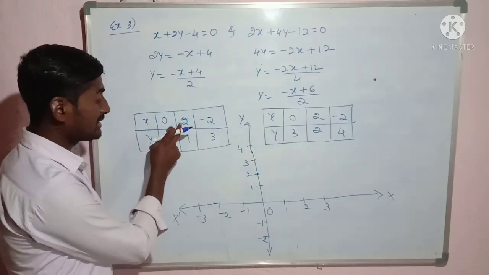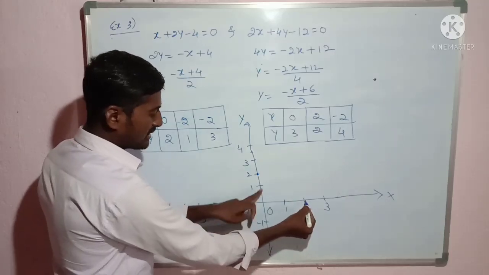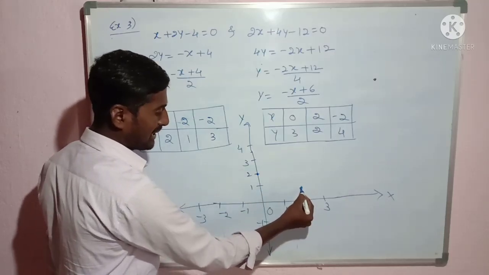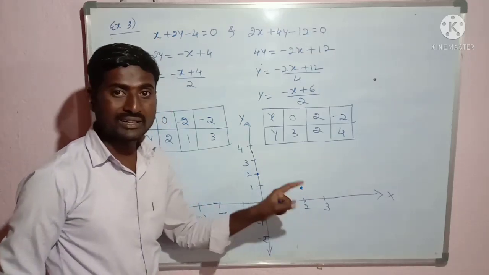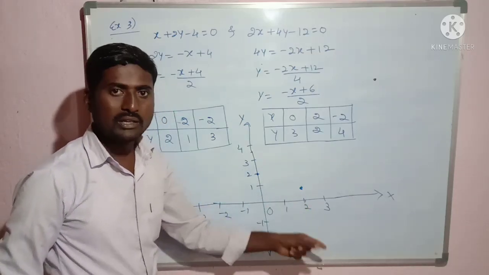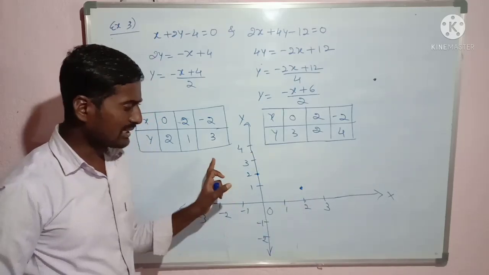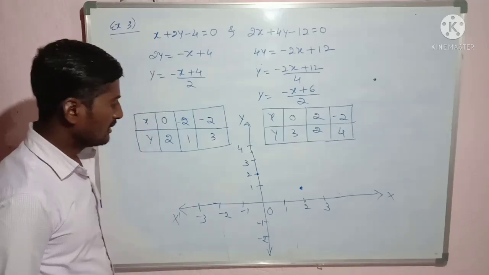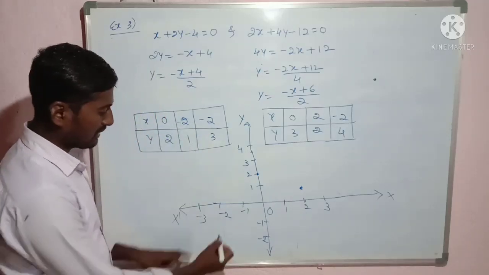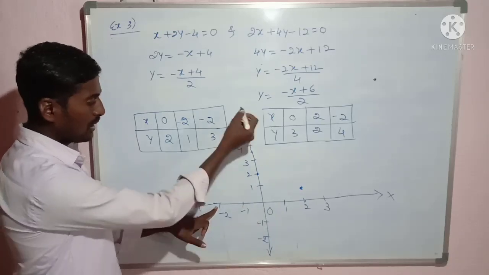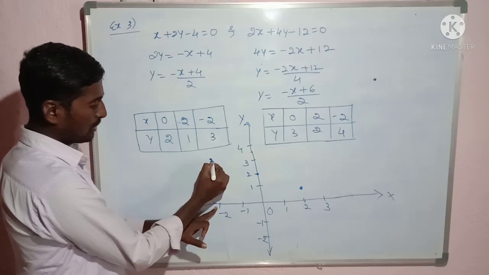Then one more point, this is (2, 1). So on the x-axis 2, on the y-axis 1. So that point will be at this position. This graph may not be in the correct position. If you draw this graph in a graph book, then you will get the correct lines. Then the last one, that is (-2, 3). On the x-axis minus 2, on the y-axis it is 3. So the point will be here.